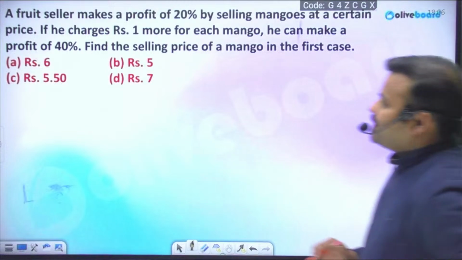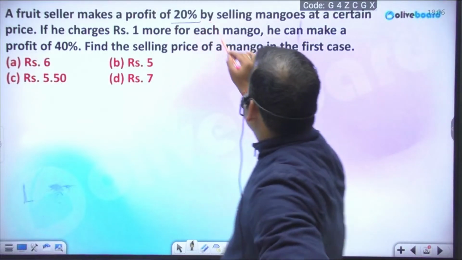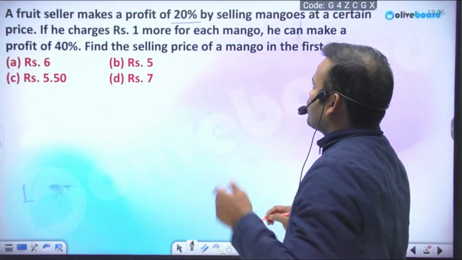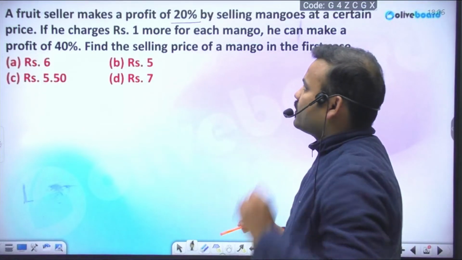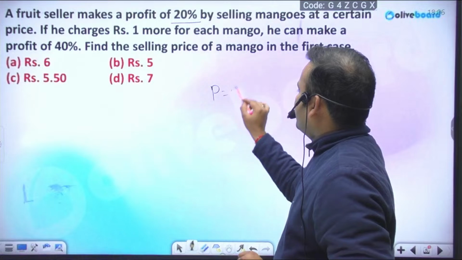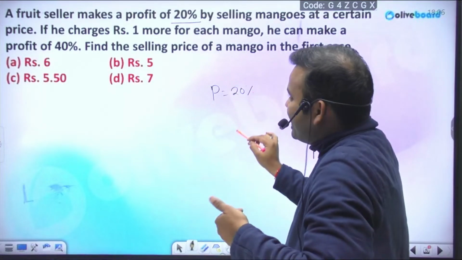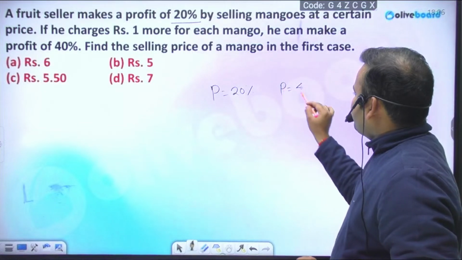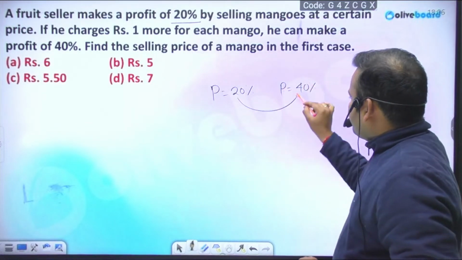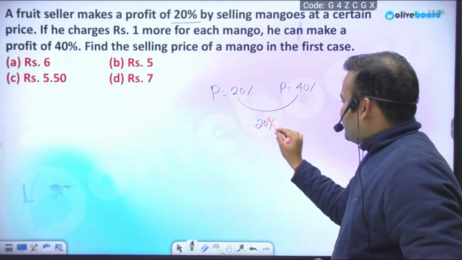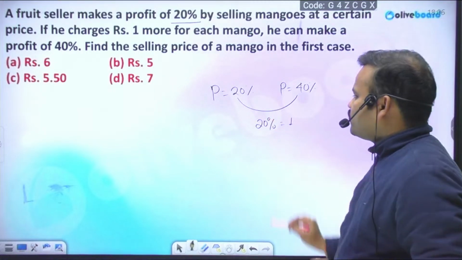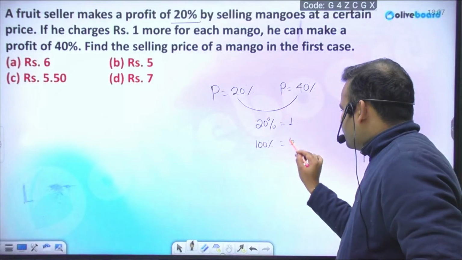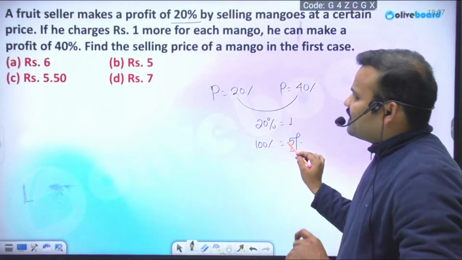A fruit seller makes a profit of 20% by selling mangoes at a certain price. If he charges rupees 1 more for each mango, he can make a profit of 40%. Initially, he was making a profit of 20%. The moment he increases the selling price by rupees 1, he is now making a profit of 40%. That means the change in profit percent is 20%, which is equivalent to the change in selling price, that is 1 rupee. So 20% is 1 rupee. That means 100% of the cost price will be 5 times, that means 5 rupees. So cost price is 5 rupees.